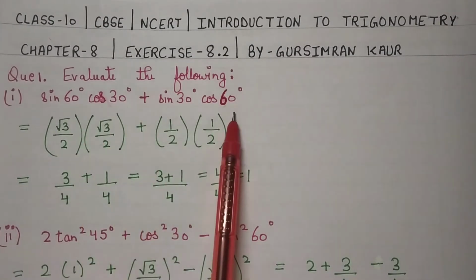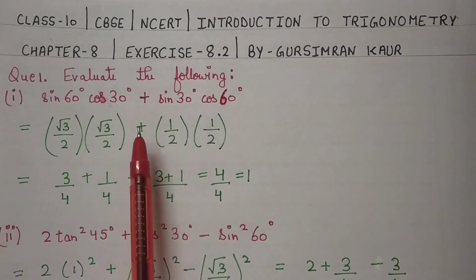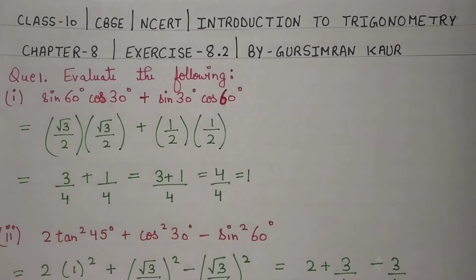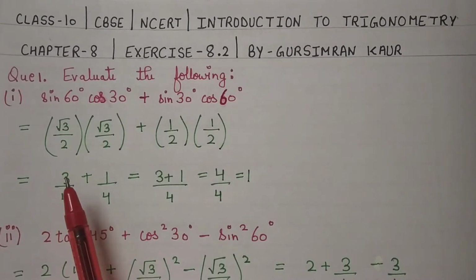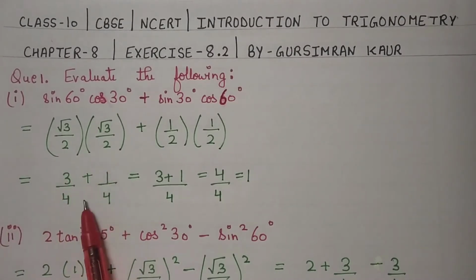These type of questions are really simple. You only need to remember the values of these, which I have told already in the last video, which was a table of trigonometric ratios of 0 degree, 30 degree, 60 degree, 45 degree and 90 degree. Now you need to learn that table, put the values, you will get the answer.